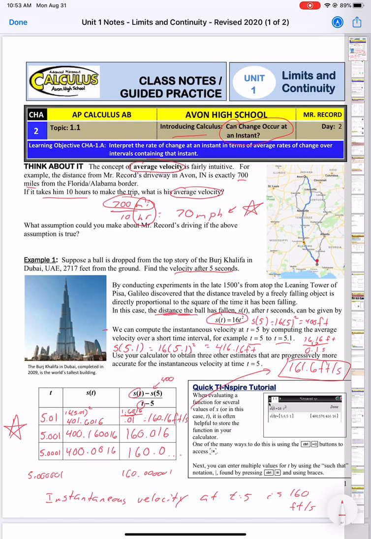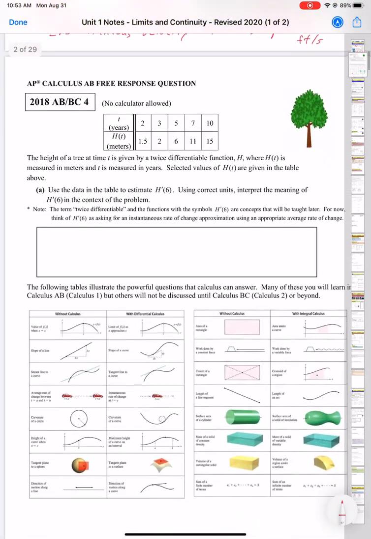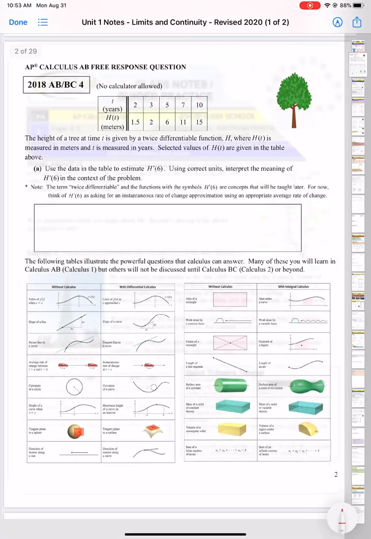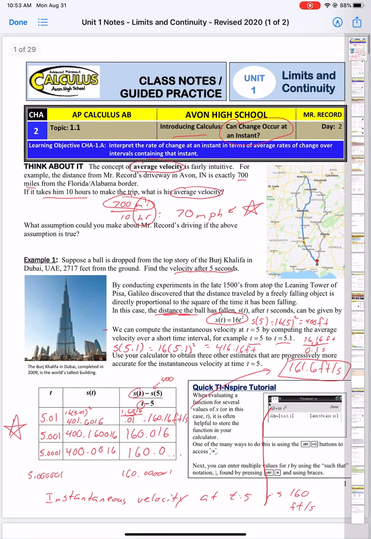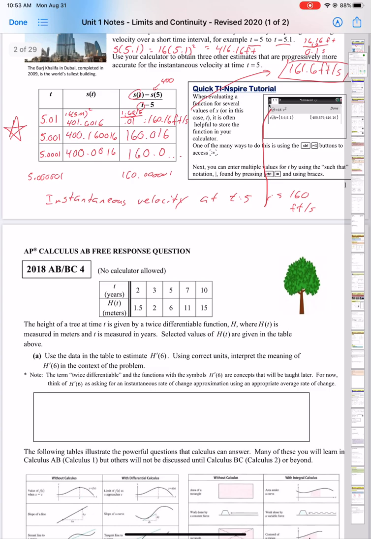So let's flip over to the next page and look at a sample free response question from the 2018 AP exam. And this is just part of a free response question. Usually the free response questions will have parts like A, B, C, D, sometimes even E or F. Sorry about that. This is just part A of a free response question.